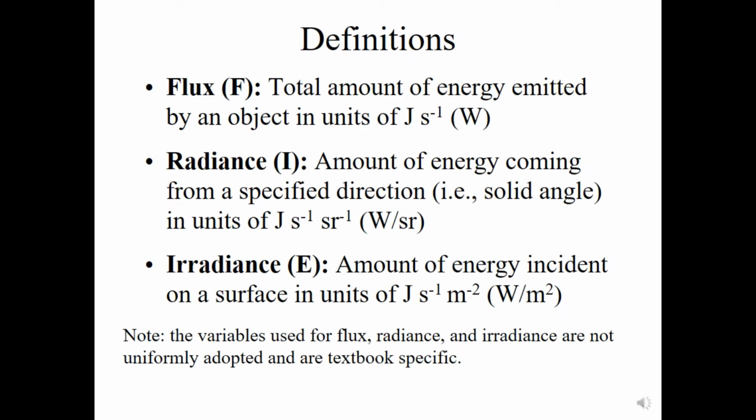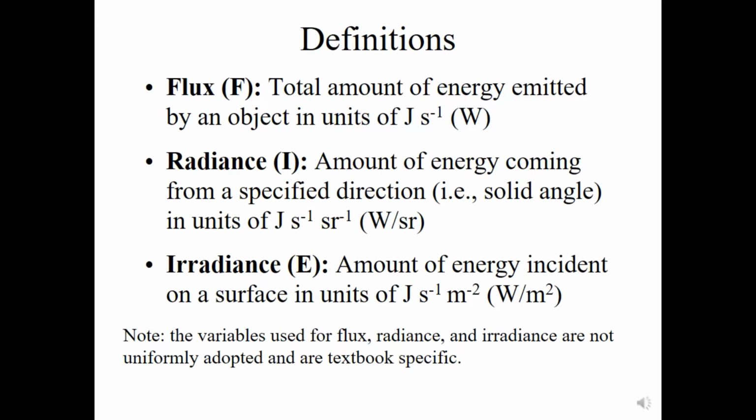So for definitions, in this class we're going to be using flux, radiance, and irradiance as the three primary terms to describe the radiation in the Earth's atmosphere. So we have flux, which is the total amount of energy that's emitted by an object. It has units of joules per second, and a joule per second, recall, is defined as a watt, W-A-T-T.